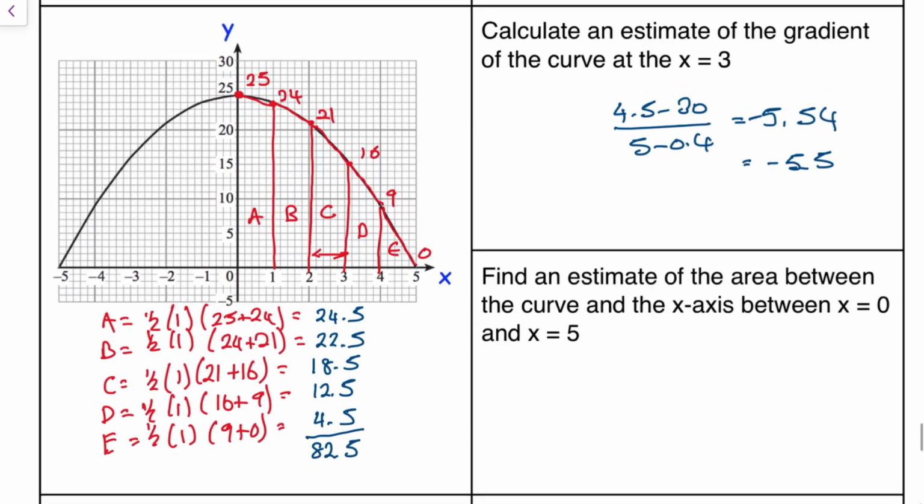It doesn't actually say units, does it? So 82.5 units squared, whatever units might be. And that's it. Question done. I did obviously jump through that bit there, so make sure you're okay with what I've done.